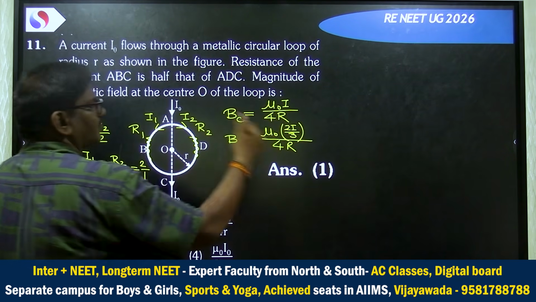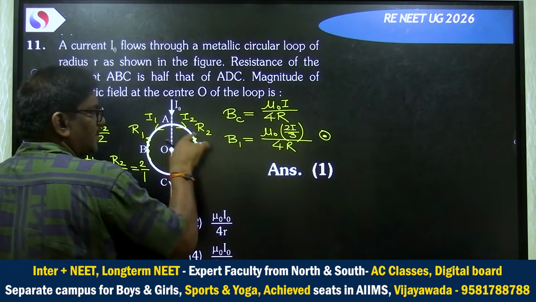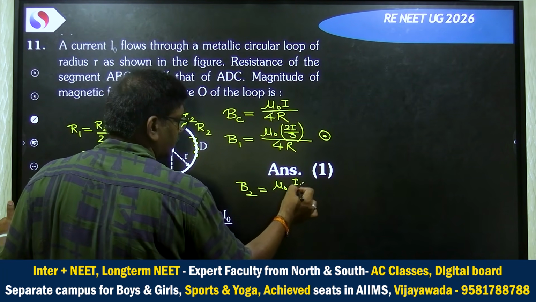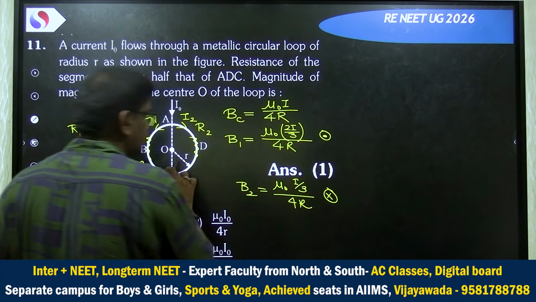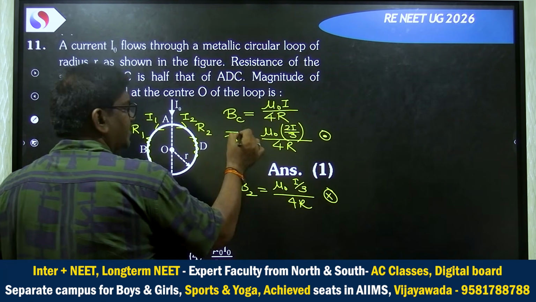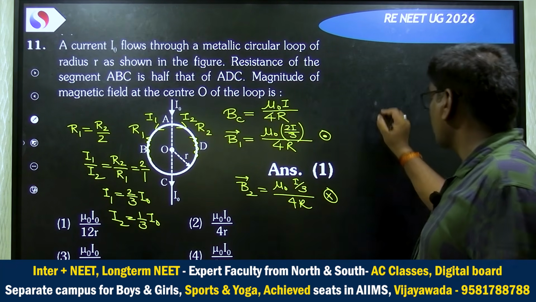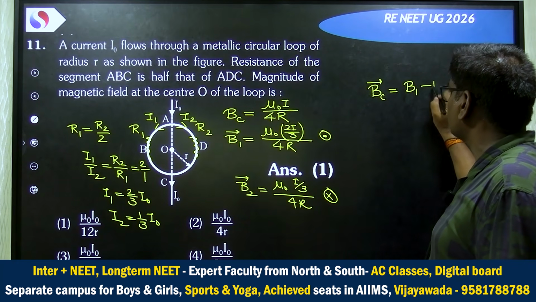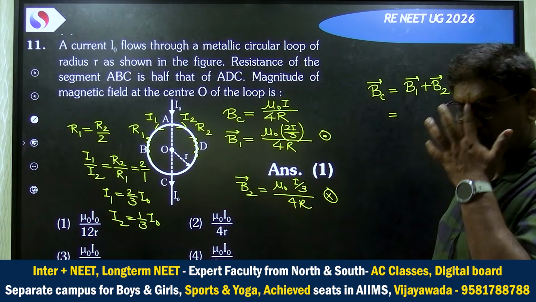And this is giving you outward current, outward magnetic field, because current is anti-clockwise in this loop. Where is B2? B2 will be mu naught into I by 3 by 4R. That is into, because in this loop the current was clockwise. Clockwise current gives you the magnetic field at the center into. So I have to subtract them. So for B net at the center, I have to subtract them. B1 minus B2. Actually, vectorally we are adding them, but since direction is different, so we are subtracting them.